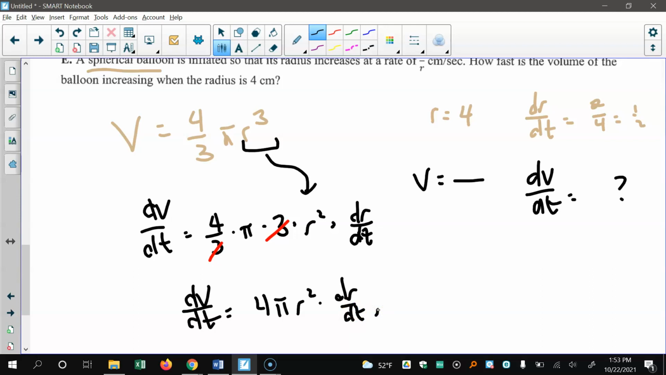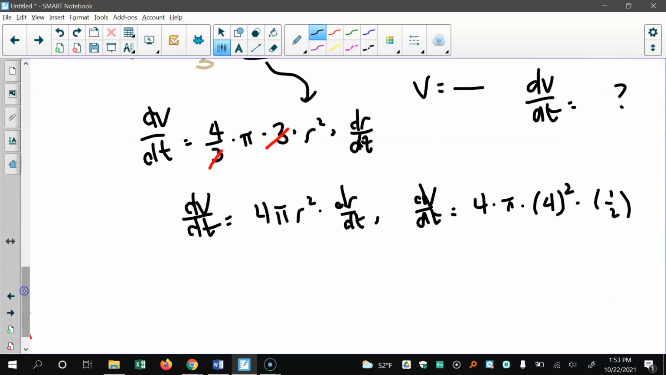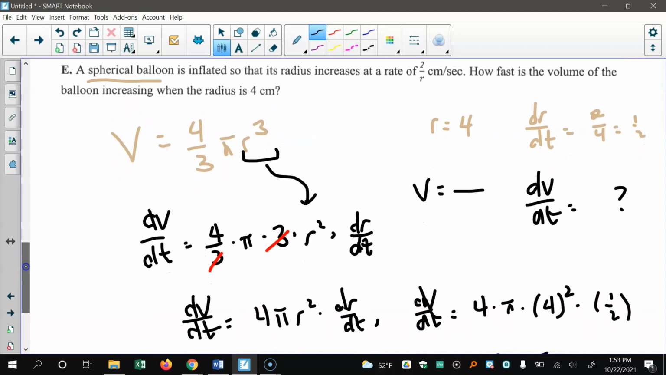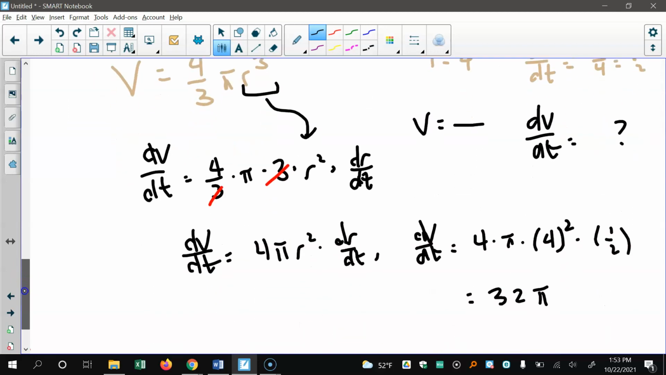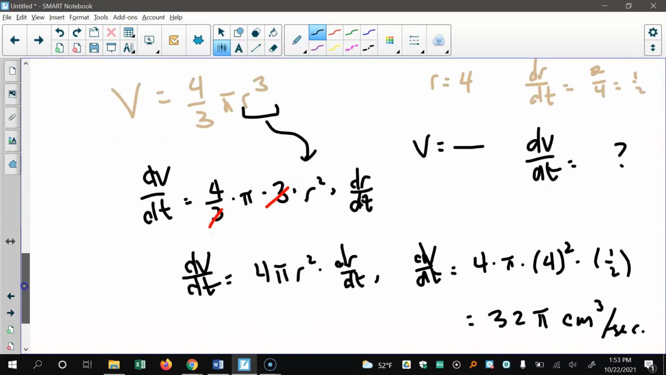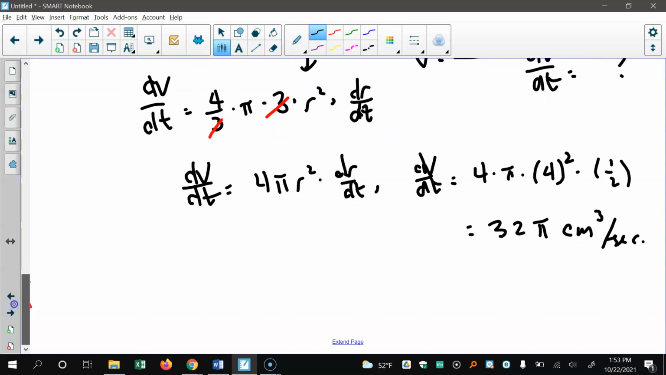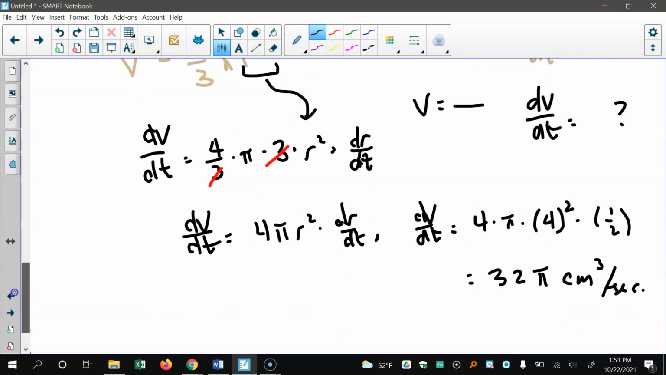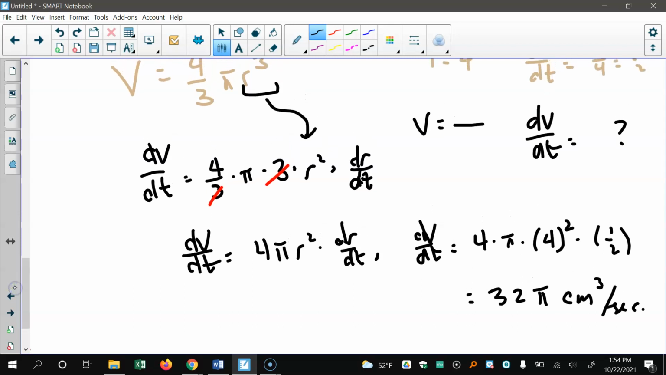And now we can go and plug r in. We get dV/dt is equal to 4 pi times 4 squared times 1/2. And once we calculate that, we got our answer. It looks like it's going to be 32 pi. Units: if I was asking for the units, we're talking about the volume of a sphere, and volume means that we're going to have units cubed, so centimeters cubed per second. So when the radius of this spherical balloon is 4 centimeters, the volume is changing at 32 pi cubic centimeters for each second.